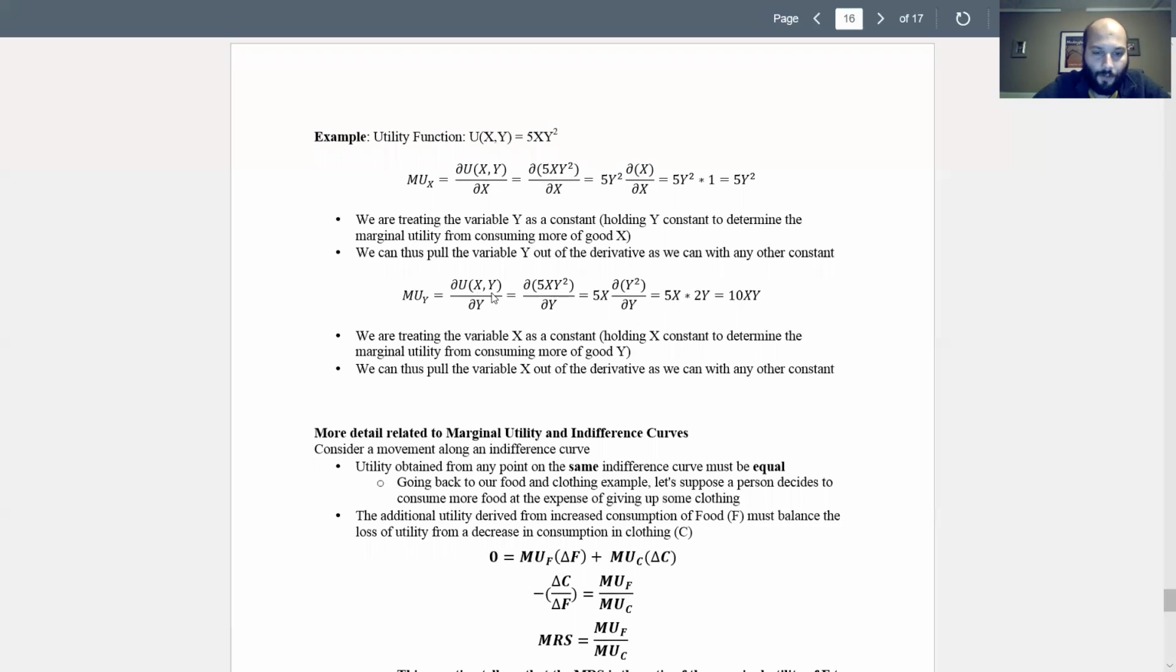Okay, now let's try it for y. We've got the derivative of u with respect to y. We need to figure out what our constant is. Here we've got a 5, that's constant. Our x is constant, and then we have this y squared term. So we've got 5x times the derivative of that y squared term with respect to y. We're going to bring down the exponent. We've got 2y to the 2 minus 1. 2y to the 1 power equals 2y. Multiply that together, we've got 10xy.